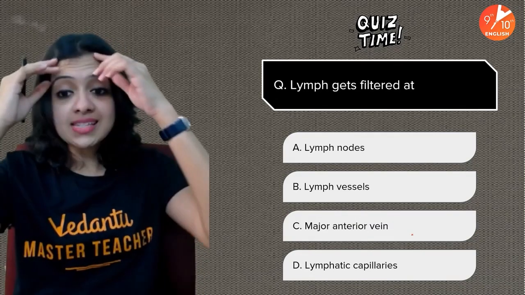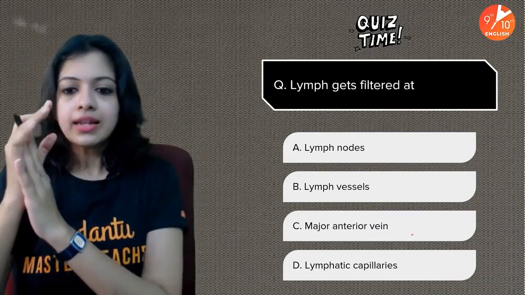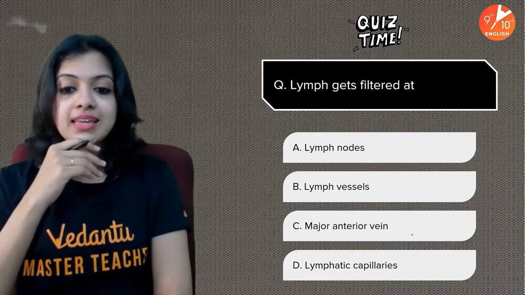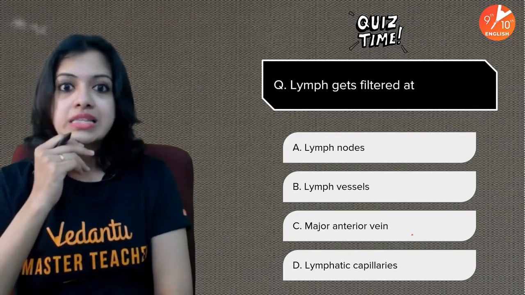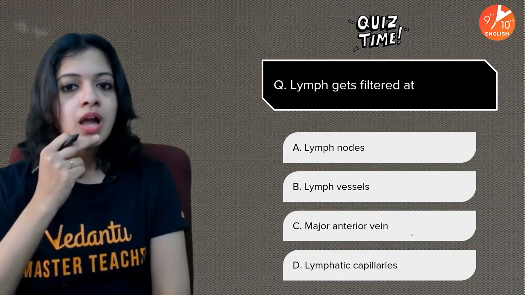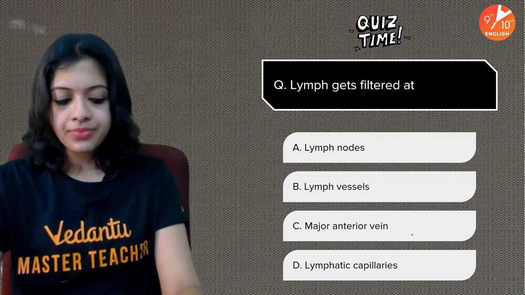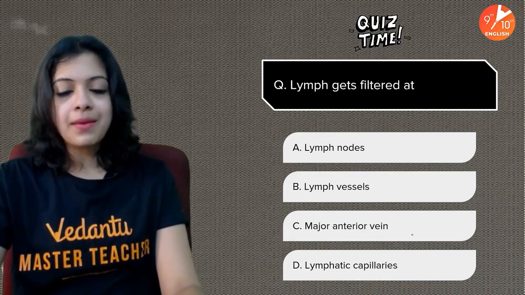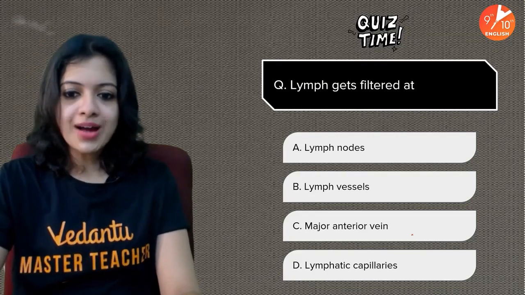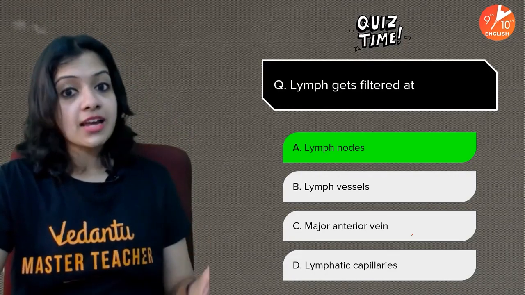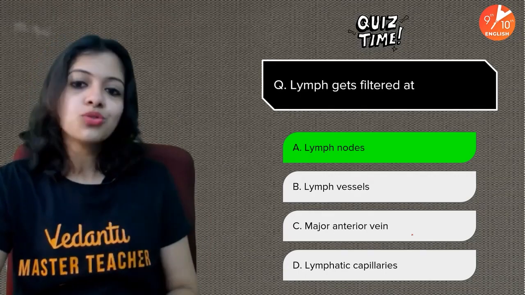Lymph gets filtered at dash. Lymph nodes, lymph vessels, major anterior vein, lymphatic capillaries. Where does lymph get filtered at? Think about the situation of infection which I told you about. And your time ends in 3, 2, 1, go. The answer is lymph nodes. And remember, there are 600 plus lymph nodes in the human body.